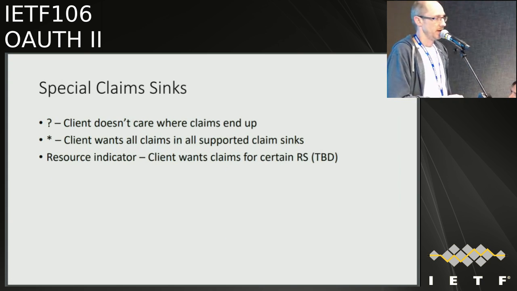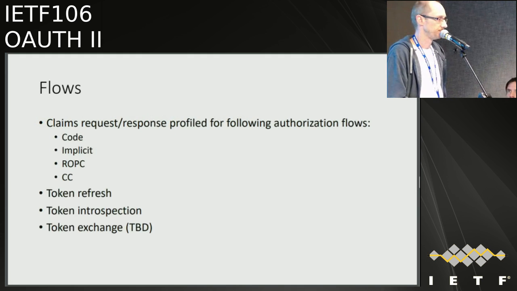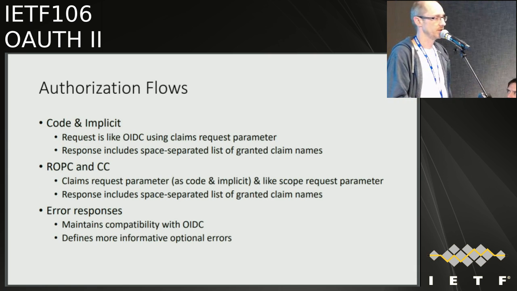JSON pointer also defines how to do the escaping of the slashes, which you can see an example of in the draft. I mentioned these special claim syncs. This third one here is the binding to the resource indicator, where the claim sync could be a URI or URL of the protected resource, so that you could get claims scoped to specific resource servers, if the client knows that certain claims are destined for a certain API. The draft binds this to code flow and implicit flow, which look very much like what's in OpenID Connect, but also the ROPC and the client credential flow. It also talks about token refresh and token introspection, and I wanted to get to token exchange, but I ran out of time.